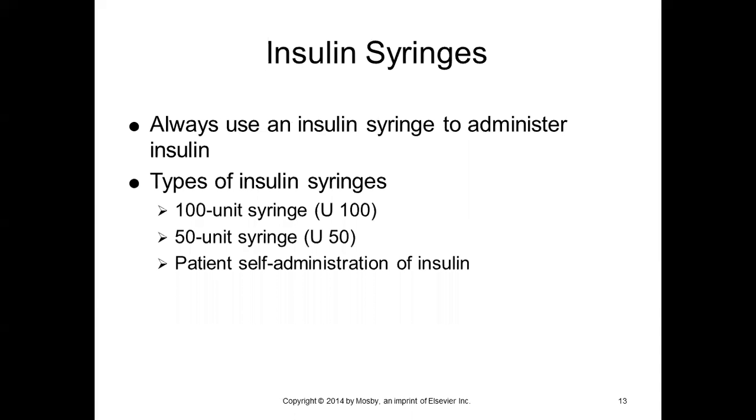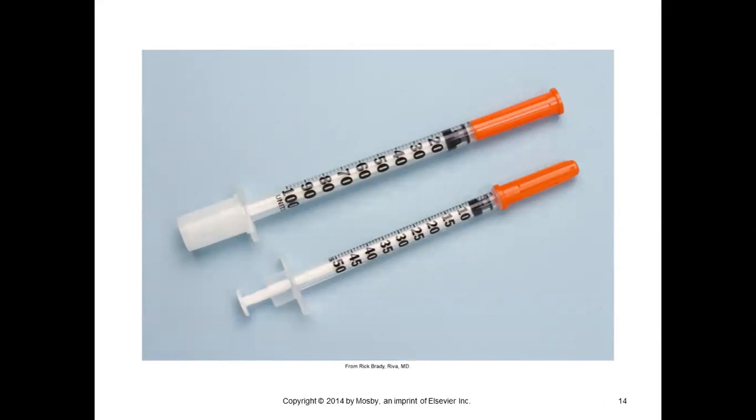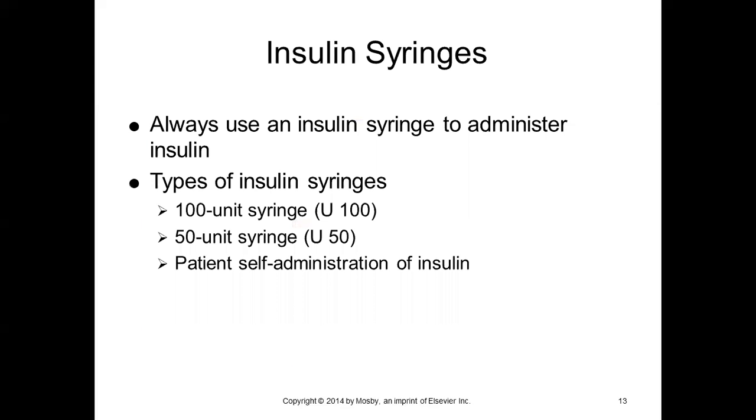Next example, let me show. Always use an insulin syringe to administer the insulin. It is a commonly asked question in the NCLEX board. For patients who have diabetes, especially type 1 or type 2, that is not controllable by oral hypoglycemic agents, we can give insulin, right? For insulin, we use a special needle, called an insulin syringe. This is the small one, 1 ml. The types of insulin syringe are 100 units or 50 units, shortly called U100 or U50.